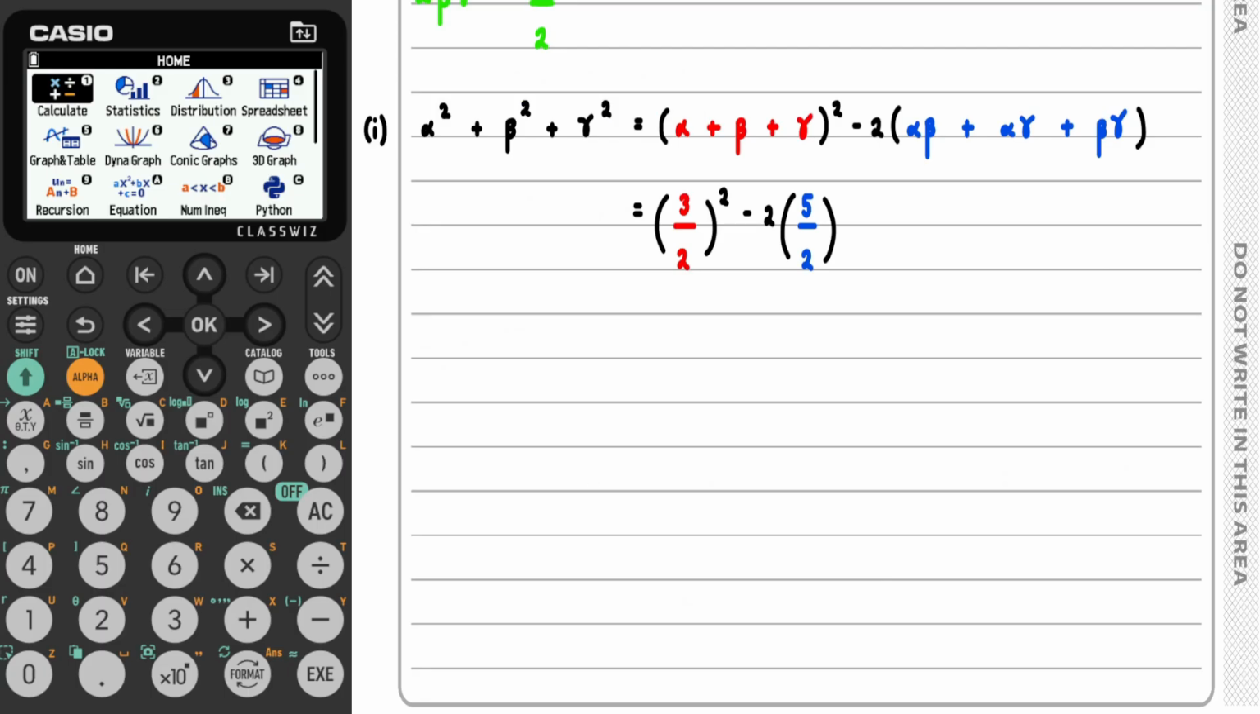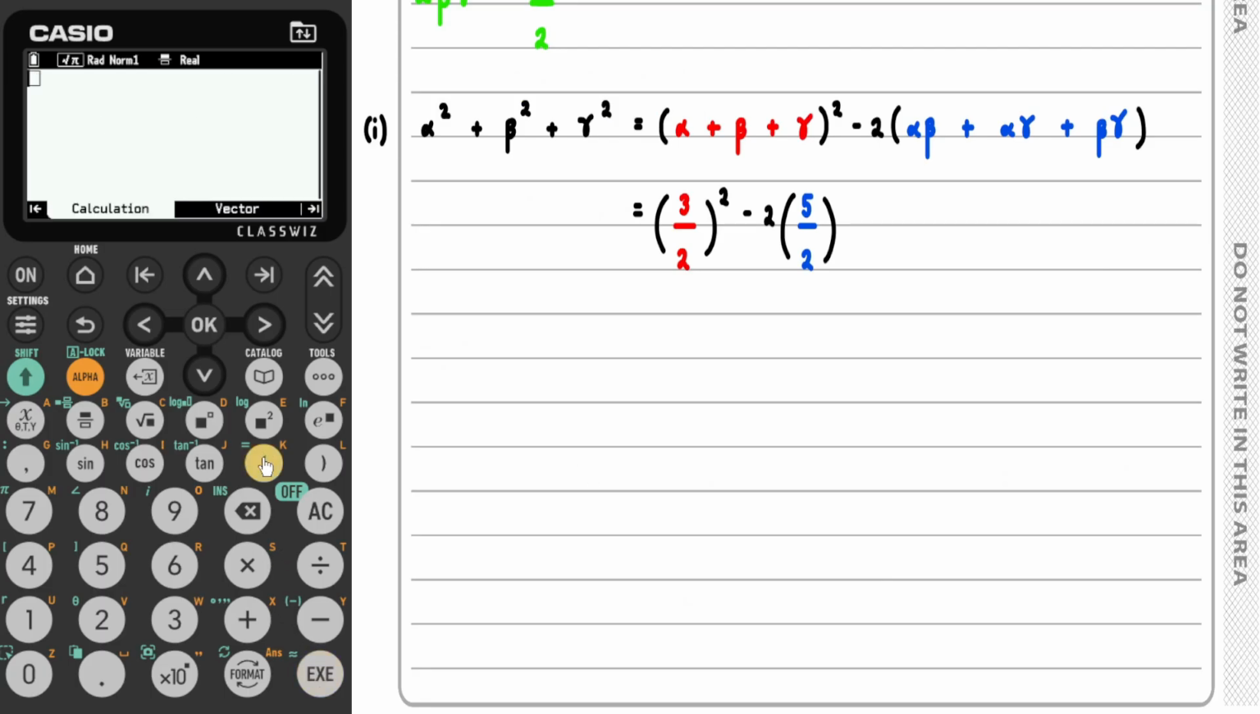So let's work this out. We have 3 over 2 squared subtract 2 multiplied by 5 over 2. It turns out we get negative 11 over 4.